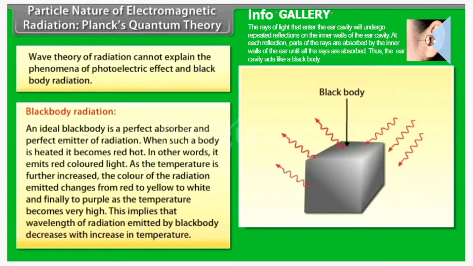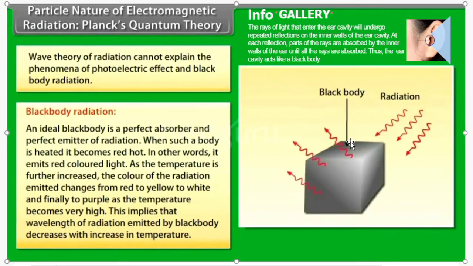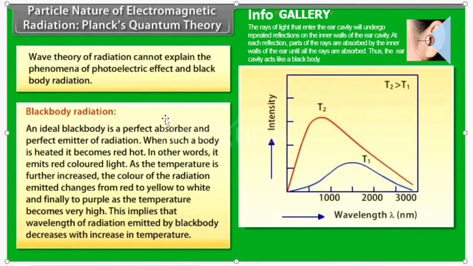Let's look at more about black body radiation. As we know, a black body is a perfect absorber and perfect emitter of radiation. When such a body is heated, it becomes red hot. In other words, it emits red-colored light. As the temperature is further increased, the color of radiation emitted changes from red to yellow to white and finally to purple as temperature becomes very high. This implies that the wavelength of radiation emitted by a black body decreases with increase in temperature.